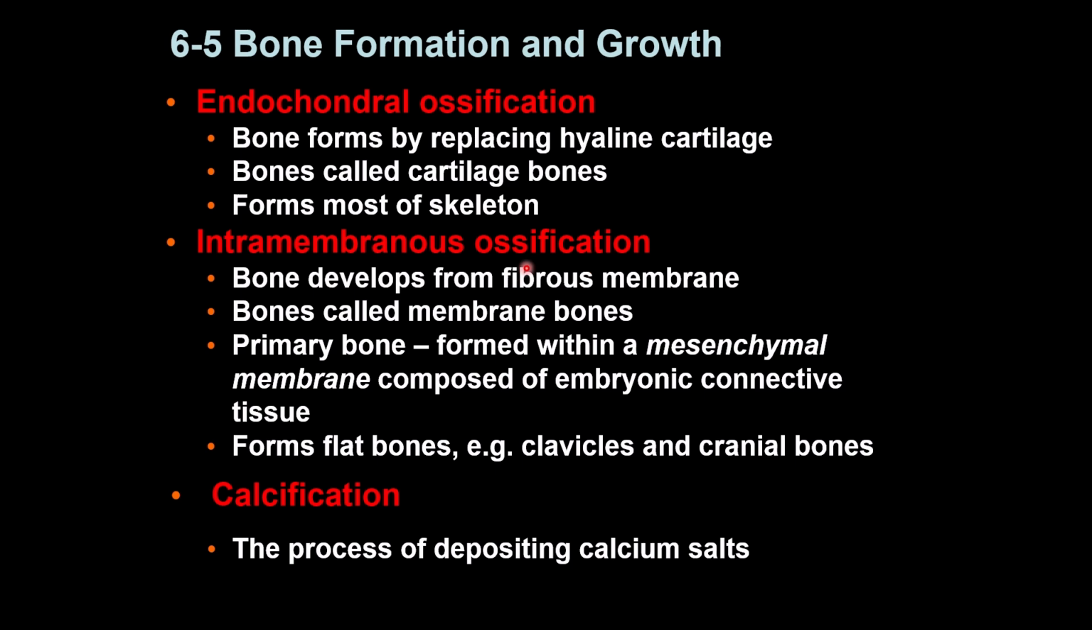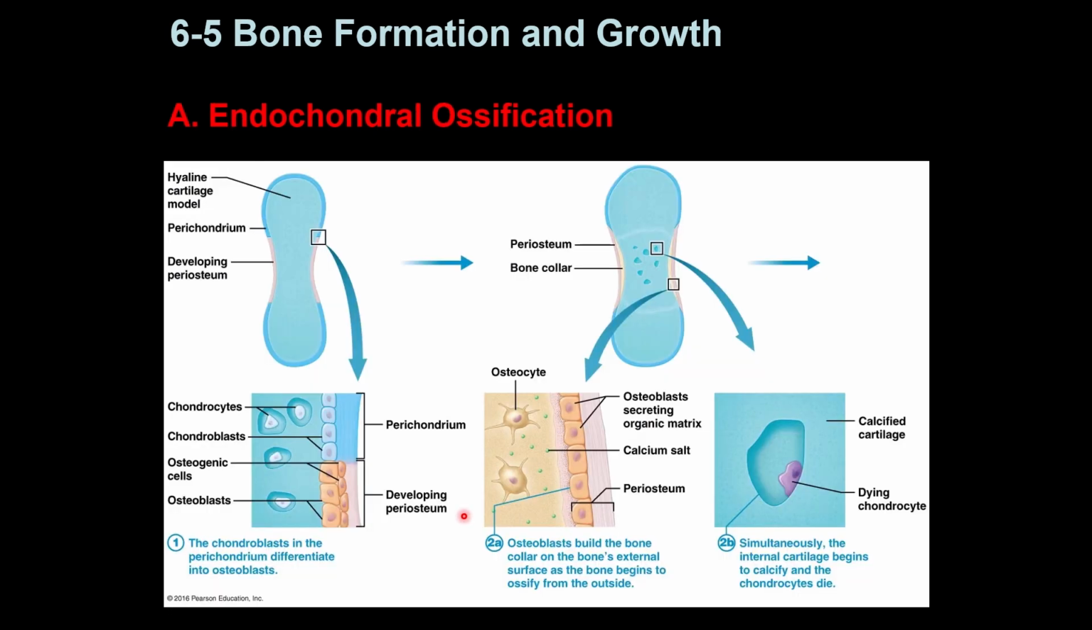After ossification takes place, either through the cartilage or through the fibrous membrane, then the calcium precipitates, and that is calcification, and that makes the bone harder and stronger. So let's talk about the endochondral ossification first. These images might be a little bit different from the textbook, but it's the same idea.